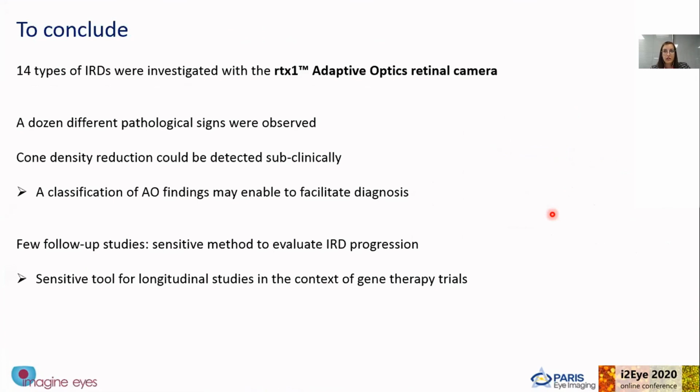And last but not least, even though only few follow-up studies were published so far, they already showed that the RTX-1 provides a sensitive method to evaluate IRD progression. This could be of interest for studying the natural history of IRDs, as well as for evaluating novel gene therapies.